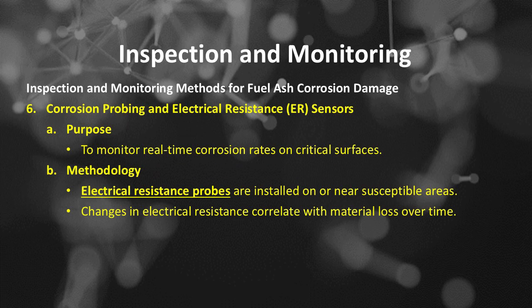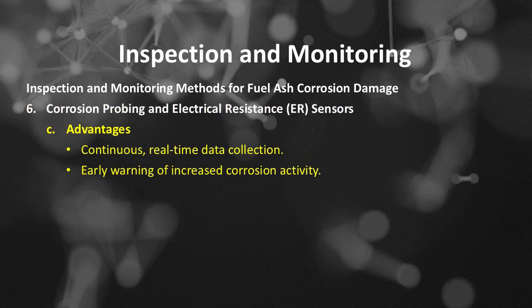Number 6 of inspection and monitoring methods for fuel ash corrosion damage is corrosion probing and electrical resistance, or ER, sensors. Number A. Purpose: to monitor real-time corrosion rates on critical surfaces. Number B. Methodology: electrical resistance probes are installed on or near susceptible areas. Changes in electrical resistance correlate with material loss over time. Number C. Advantages. Continuous, real-time data collection. Early warning of increased corrosion activity.